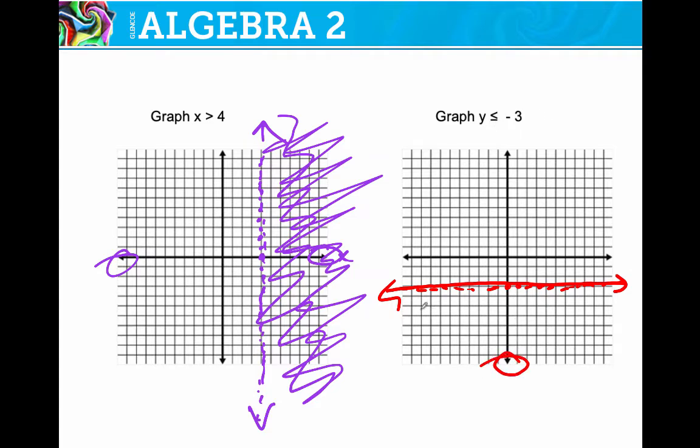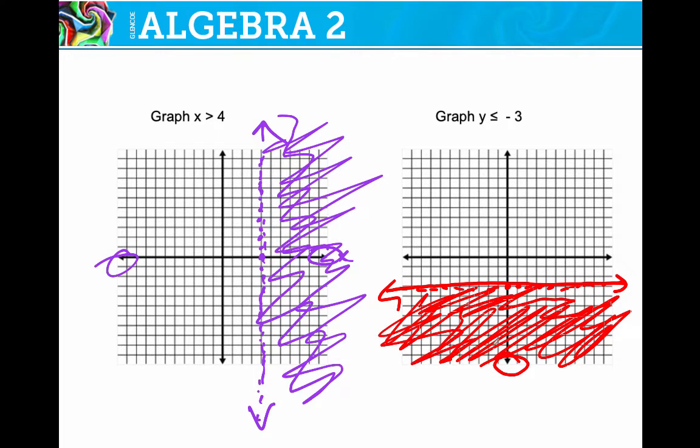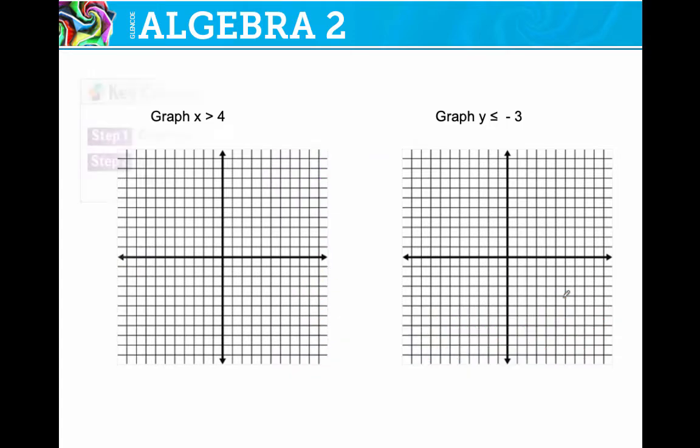It's down here. That's our Q. And again, the origin should fail. 0 is not less than negative 3.